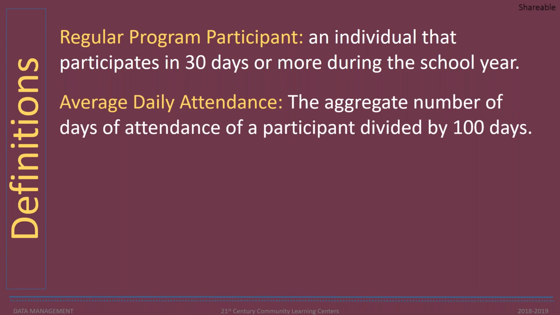Average daily attendance: the aggregate number of days of attendance of a participant divided by the top 100 days. And as a reminder, average daily attendance is calculated off of the top 100 days of programming. Of course, grantees may still offer more than 100 days, but they will not be included in the ADA formula. However, those that offer more than 100 days benefit because they have a few extra days to eliminate days of low attendance.